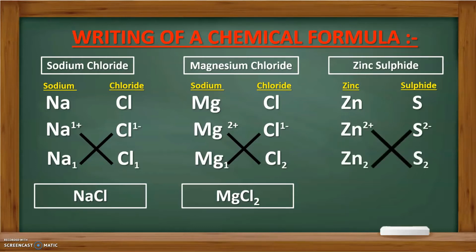In the third step, we interchange the valencies of both these elements. We shift them to the bottom right side of both the symbols. As both zinc and sulfide have the valency 2, we divide them by each other and get the valency number as 1. And as we all know, when we get the valency number as 1, we ignore it. So, the chemical formula for zinc sulfide is ZnS.